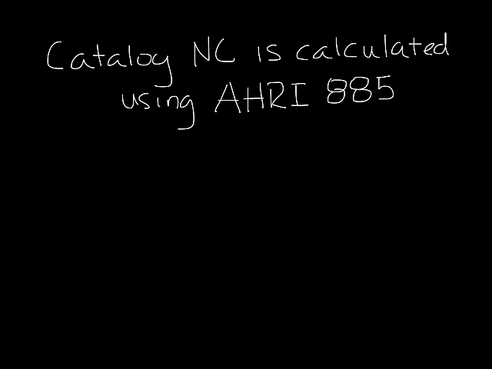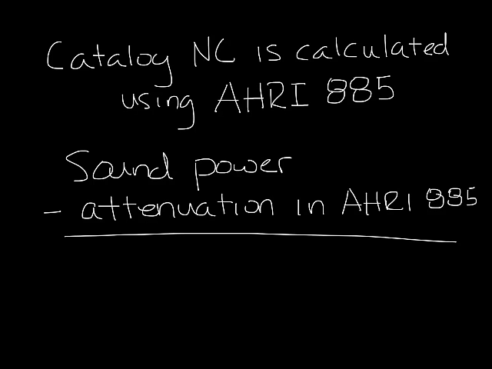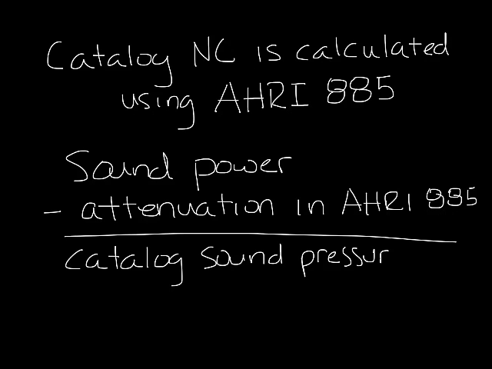Now you can actually measure sound pressure by taking a sound meter into a room and taking readings, but for catalog data, NC is a calculation. It comes from subtracting accepted sound attenuation factors, determined by AHRI 885, from the tested unit sound power numbers, which are measured in a reverberation room. This will give you an estimated sound pressure, which you then can plot on an NC chart and get NC.